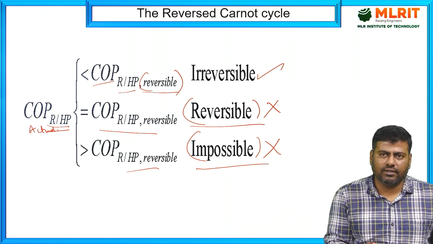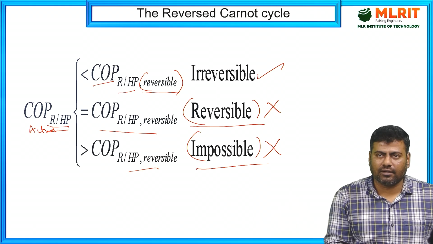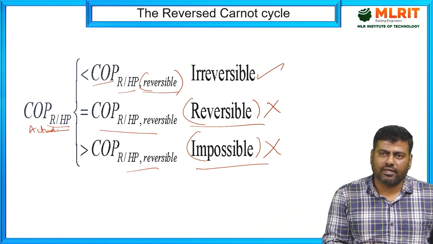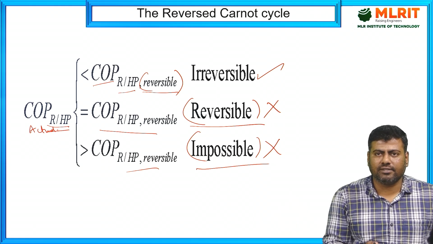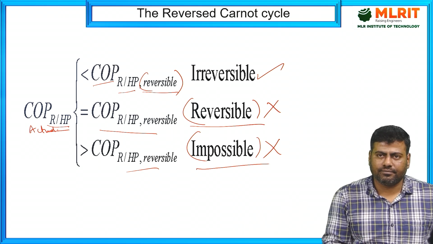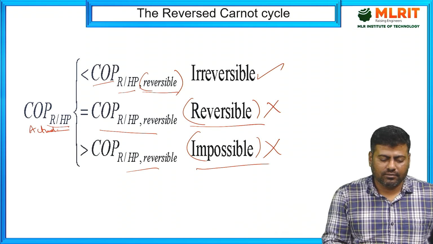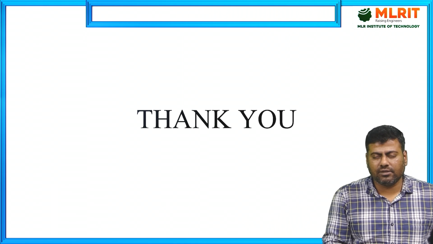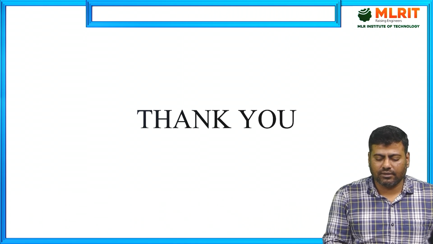So this is about the applications of the Carnot cycle and reversed Carnot cycle. Simply, the Carnot cycle is the ideal heat engine, and the reversed Carnot cycle is the ideal refrigeration cycle. This is a very important parameter that we consider for feasible cases and comparative analysis.